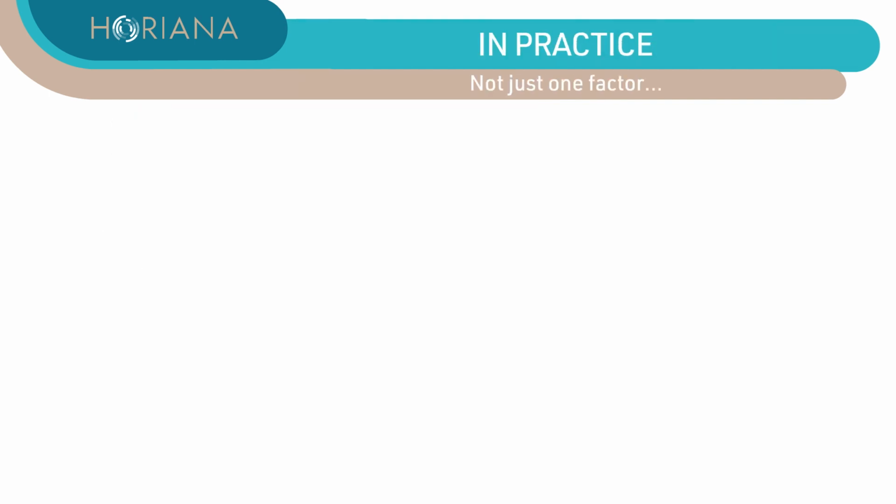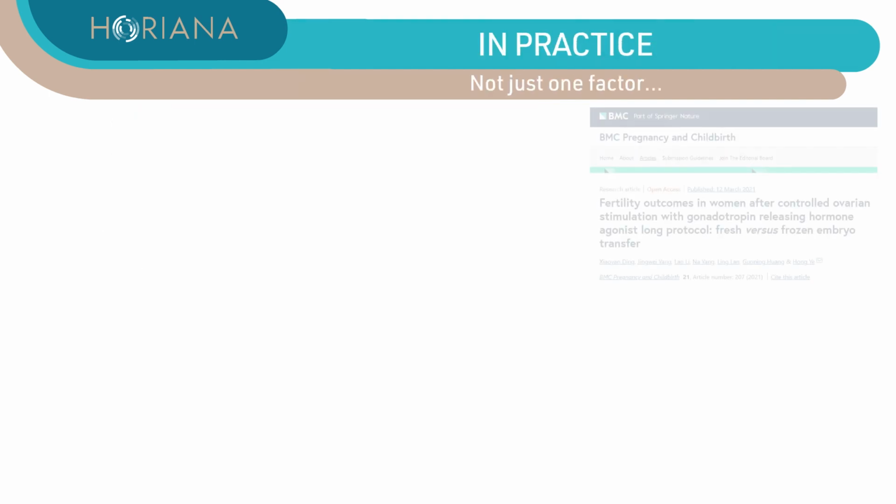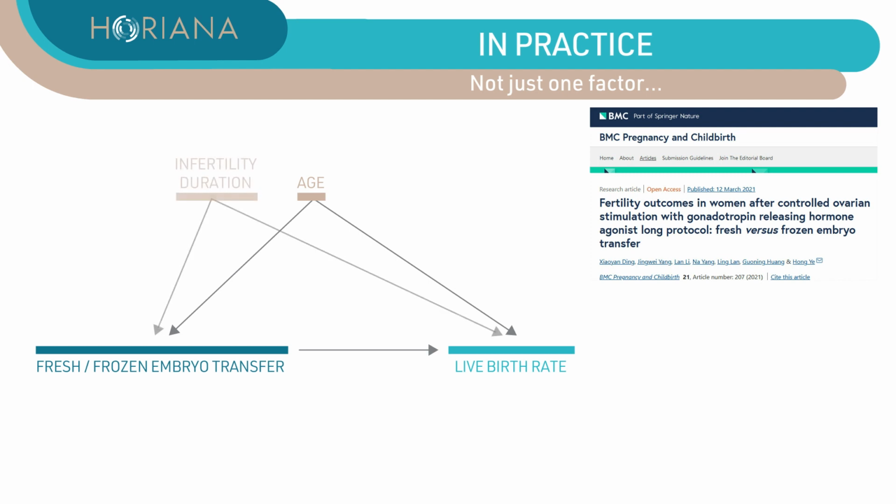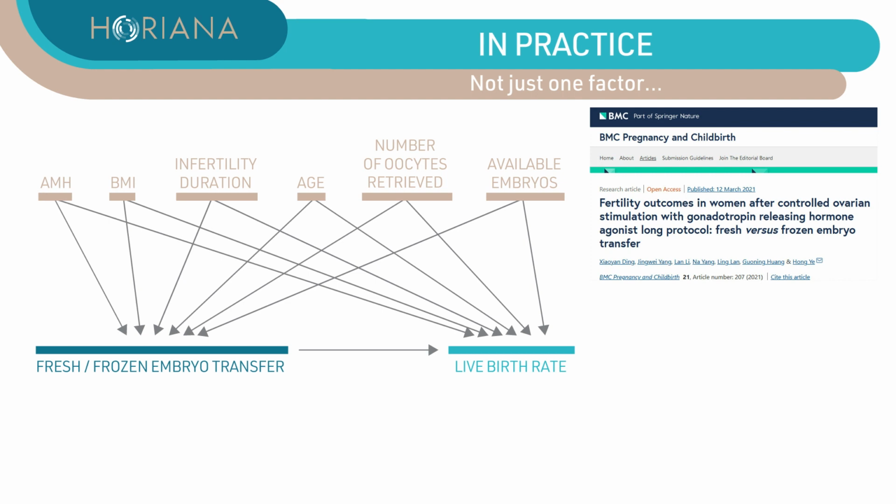In practice, we rarely have a single factor. Consider this article on fertility in women after ovarian stimulation. The authors seek to assess whether there is a difference in live birth rates between fresh and frozen embryo transfer in this retrospective study in real-world settings in China. The conditions are not controlled. The differences in age, but also in the duration of infertility or the number of oocytes could be confounding factors that would distort the estimate of interest.